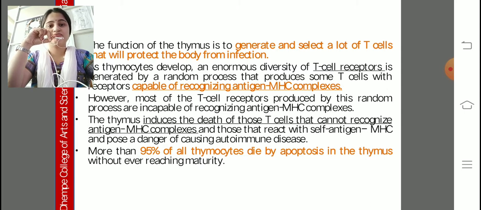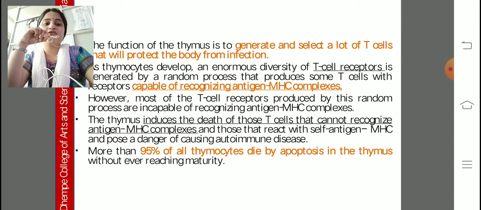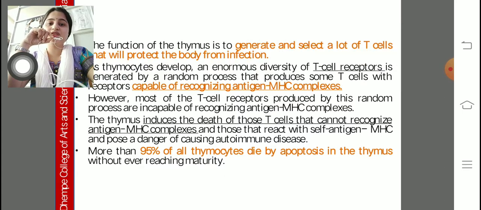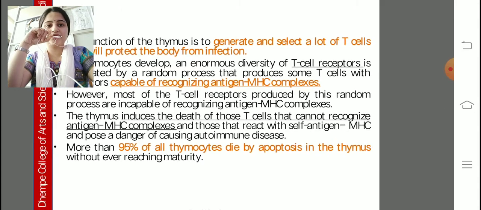More than 95% of all the thymocytes die out of apoptosis, which is a cell suicide mechanism, and they do not reach maturity. Only the functional thymocytes, which work in providing the appropriate immune response, will reach maturity.